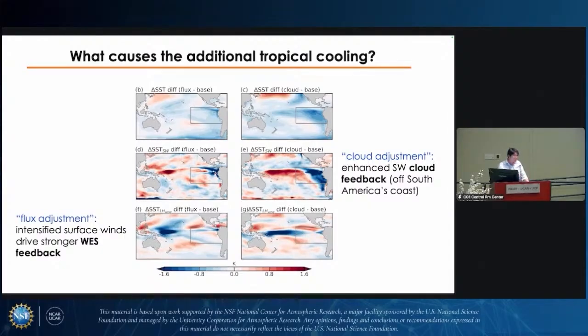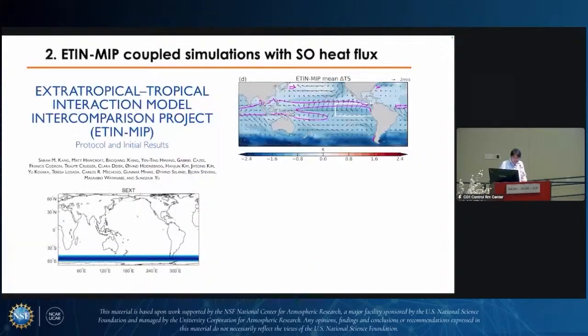So part one, in the CESM1 simulations, we separate the different processes, and we find, yes, indeed, improving the mean state does lead to a strengthened tropical response to Southern Ocean forcing, and that's mostly through the wind feedback, not through the cloud feedback. So next, we're going to ask, does this process hold in other models in a multi-model project?